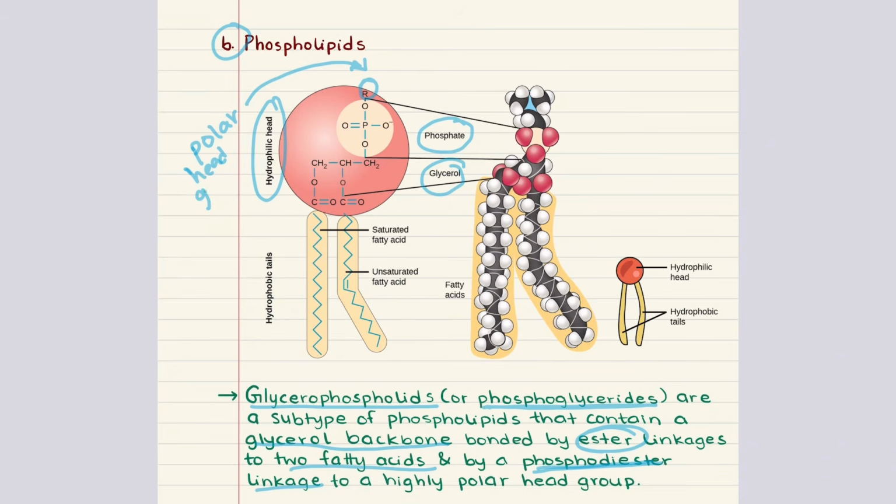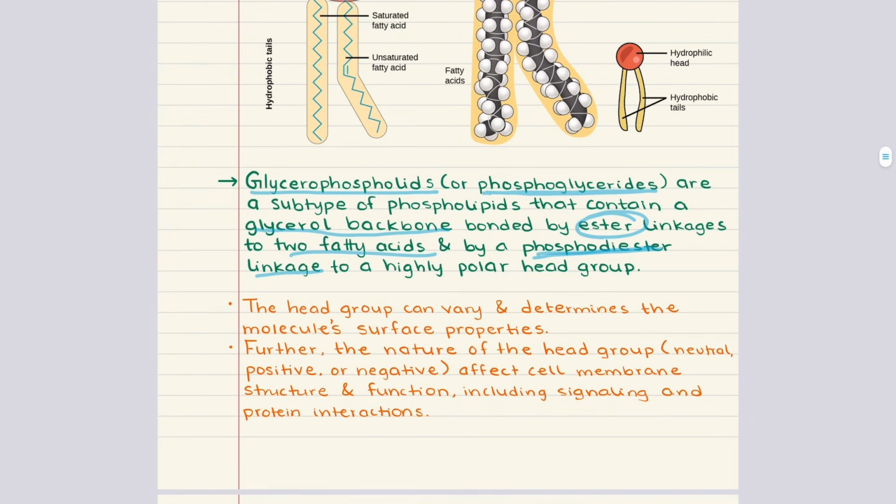In addition, the chemical nature of the head group, whether it's neutral or positively charged or negatively charged, is going to influence how the phospholipid interacts with proteins, how it is going to participate in signaling, and how it contributes to the membrane's overall structural properties. Phospholipids are also amphipathic, meaning they have both hydrophobic tails and hydrophilic heads, which is going to allow them to spontaneously assemble into micelles or liposomes in aqueous environments.